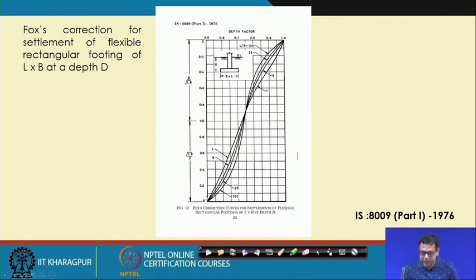And then next, we are talking about the combined footing. In the next class I will discuss how to choose the dimension of a combined footing, then I will design a raft foundation resting on clay. Thank you.